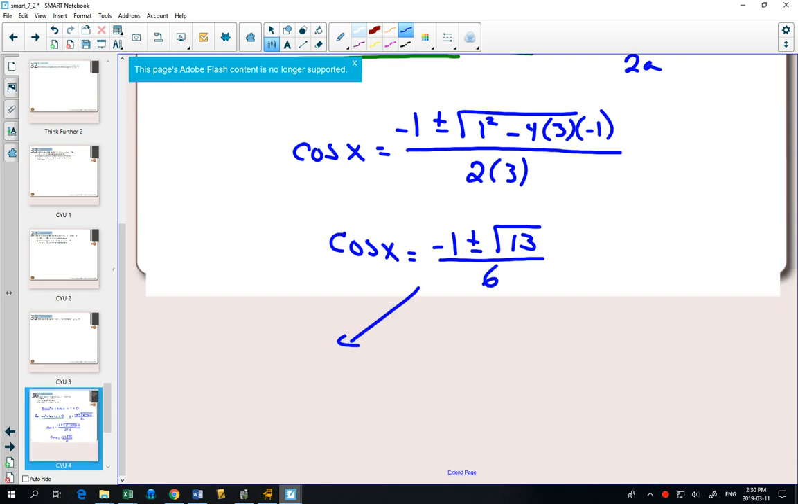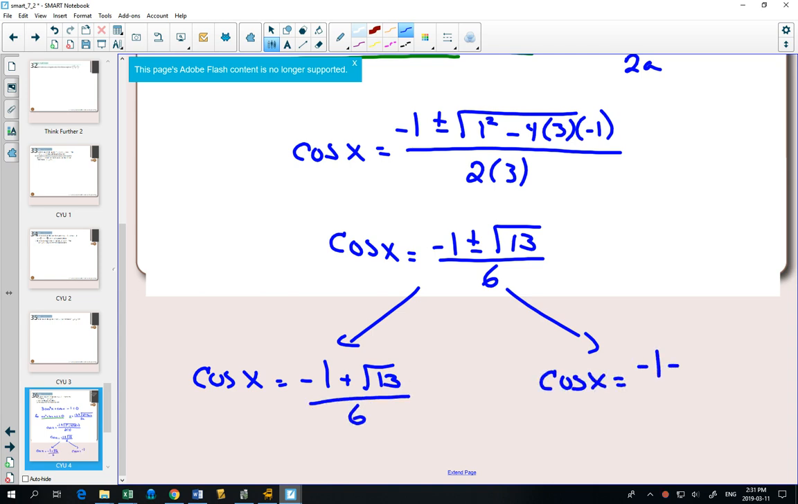Now I'm going to draw 2 arrows here because there's 2 possibilities. There's the possibility with the plus sign, so that would be cos x equals negative 1 plus the square root of 13 over 6. And there's the possibility with the negative sign, negative 1 minus the square root of 13 over 6.